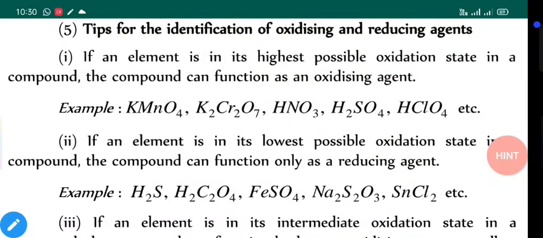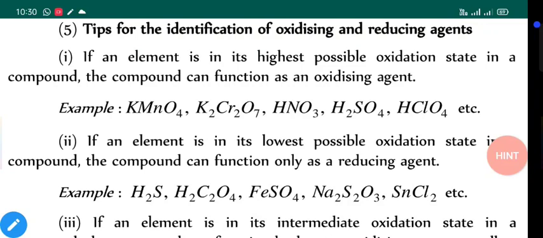Hello students. So today we are going to discuss the tips to identify oxidizing and reducing agents. In the previous lecture we discussed different oxidation states of some compounds and elements. As we saw in those compounds, certain elements contain multiple different oxidation states. So these tips are mainly based on those oxidation states or different oxidation numbers.